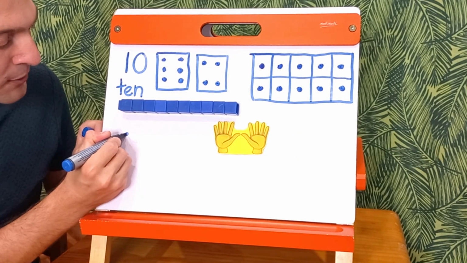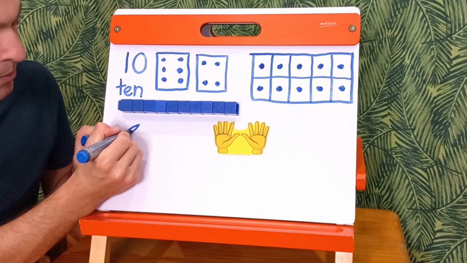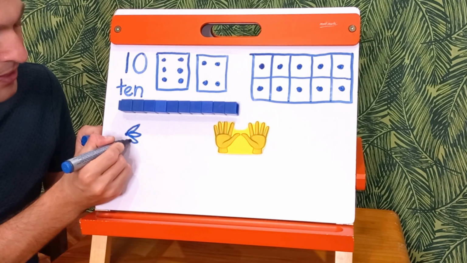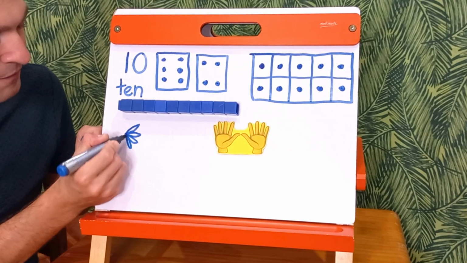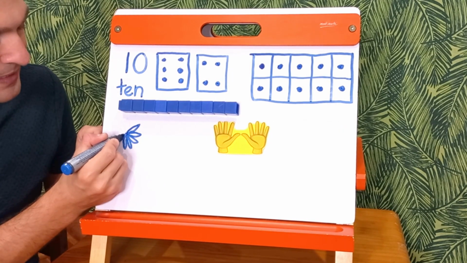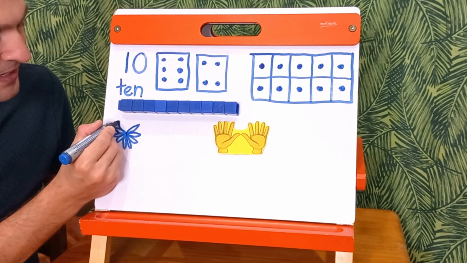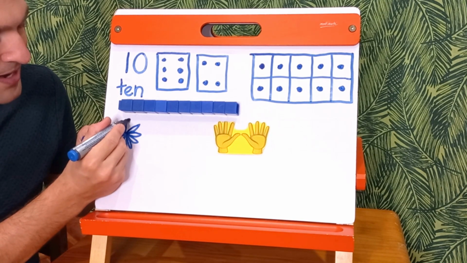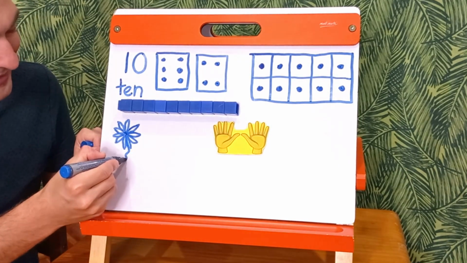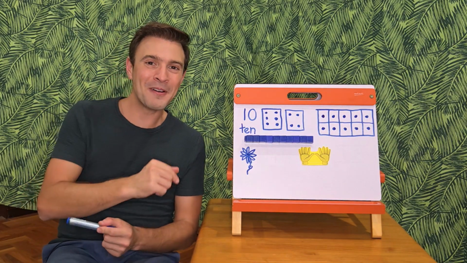Here's the center of our beautiful flower and count the petals. 1, 2, 3, 4, 5, 6, 7, 8, 9, and 10. 10 petals for our 10 flower. Beautiful. Well, we still have more space on our board for more ways to show 10.